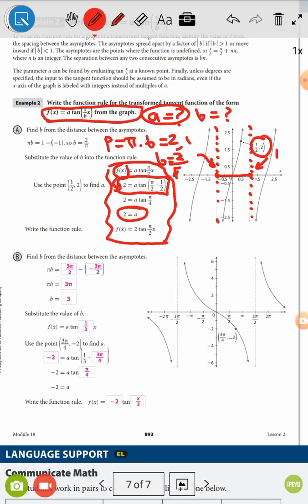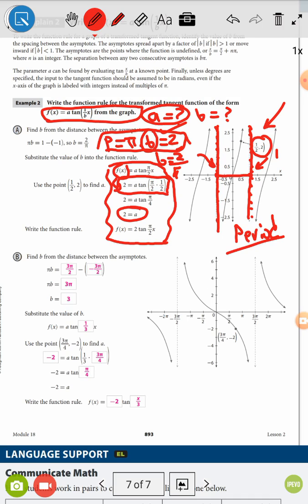So only two steps. I'm going to repeat them. First step, look at the distance between the asymptotes. The distance between the asymptotes gives you the period of the function. After getting the period, you put it in the rule and get the b. After the b, you replace the b and the point that you have in the function and solve for a.